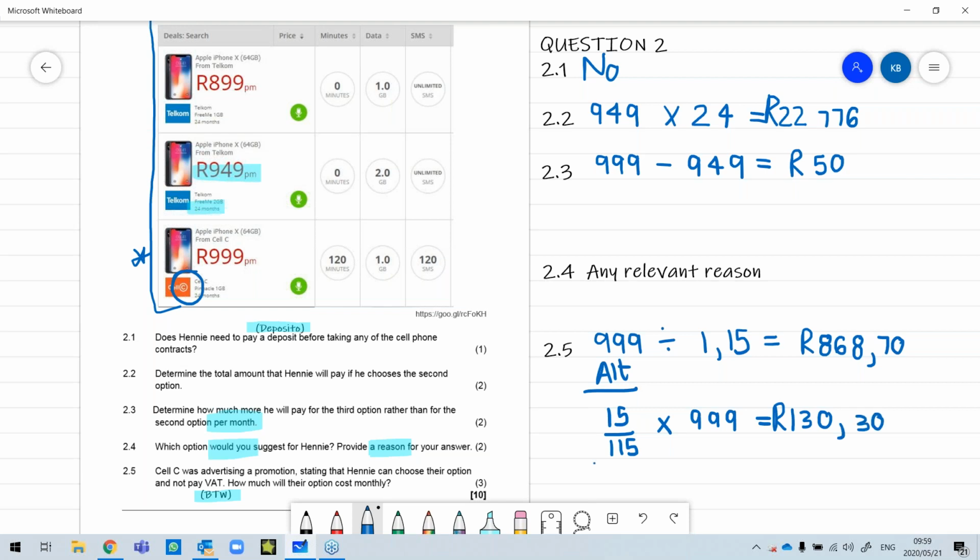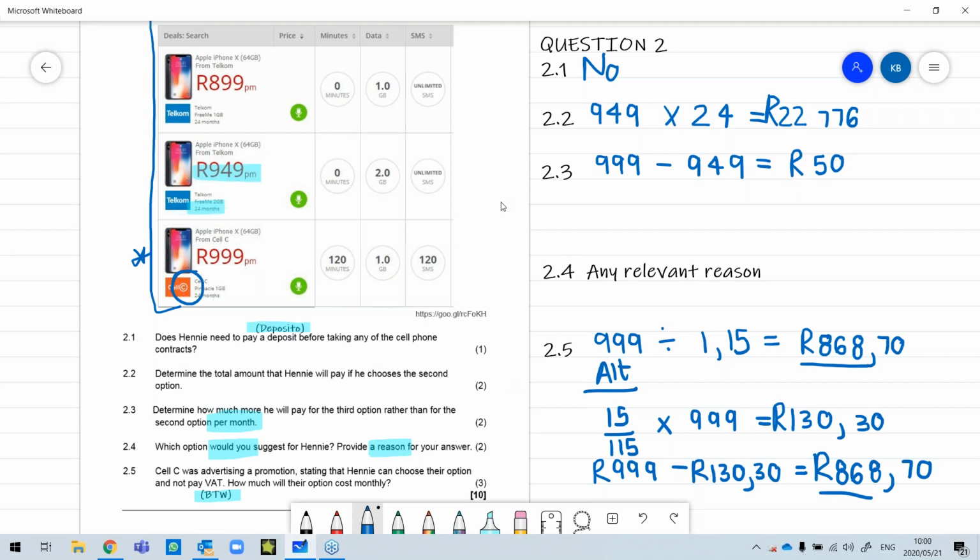So then if you say 999 Rand, subtract this 130 Rand, and remember on my calculator, I'm going to leave the original decimal. It is going to give you the exact same answer of 868 and rounded off 70 cents. So you will see that the answers are identical. So you can make use of either of these methods.